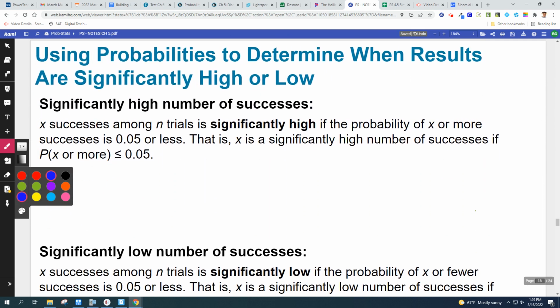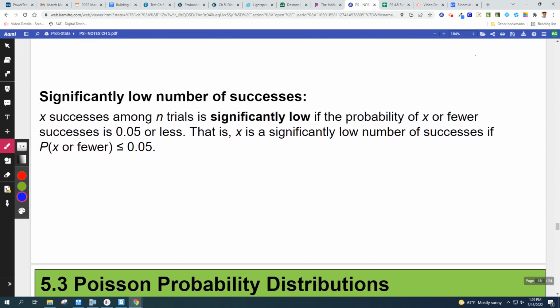Now, the last things we've got, this is kind of review. I wish this was earlier, but we talk about significantly high again, and we're comparing this to the number 0.05. Probability of X or more is less than or equal to 0.05, significantly high. The probability of X or fewer is less than 0.05, significantly low.